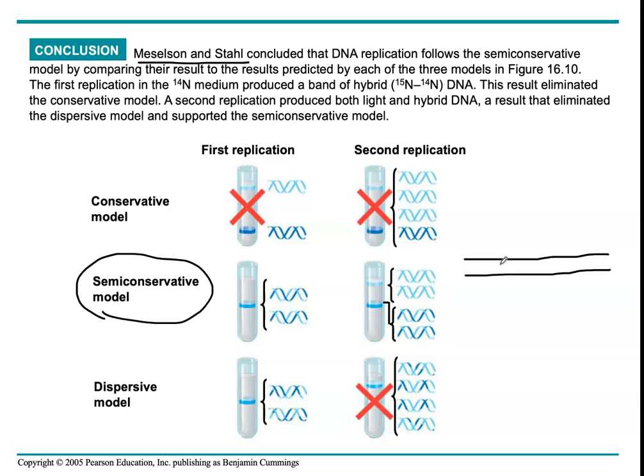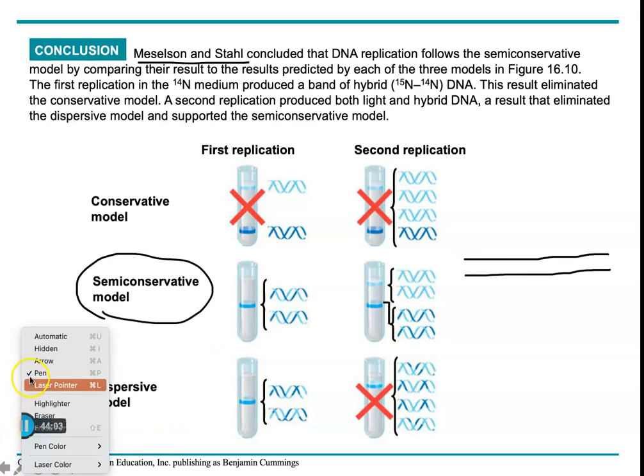There are two hydrogen bonds holding A and T together. There are three hydrogen bonds holding C and G together. The first thing is to break those hydrogen bonds. They're not actual covalent bonds, so they can be easily broken. Then I'm going to change the color of the pen so you can see clearly.